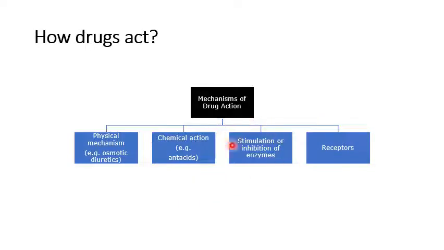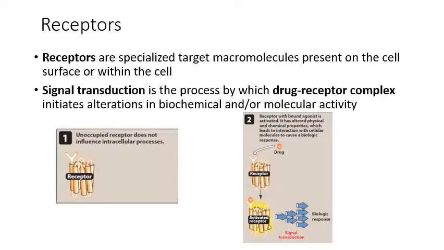Also, we have another mechanism, which is the stimulation or inhibition of enzymes that can affect the metabolism of other drugs or produce pharmacological effects by themselves. And the most common is the drug-receptor interaction, and in the next slides we will explain in detail how drugs can produce pharmacological effects by drug-receptor interaction.